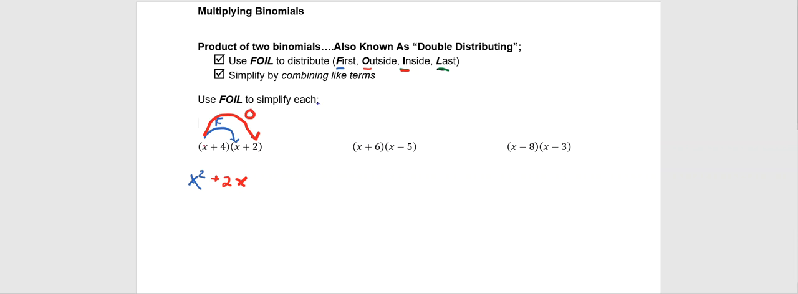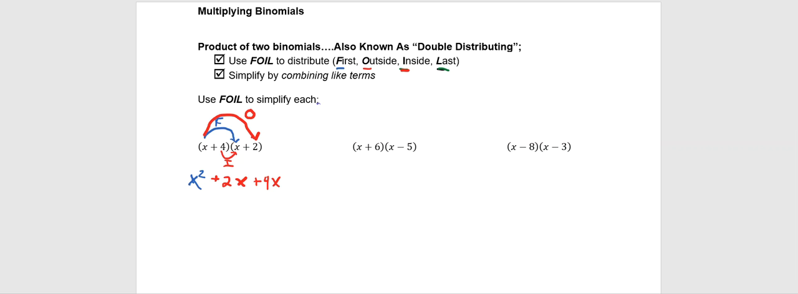But this is where the double distributing comes in. There's now another term for me to distribute from this first binomial. I can take this 4 and I can distribute to the x. And those are what we're going to refer to as my inside terms. And we know that that's like my I of my FOIL. So that's going to give me 4x.